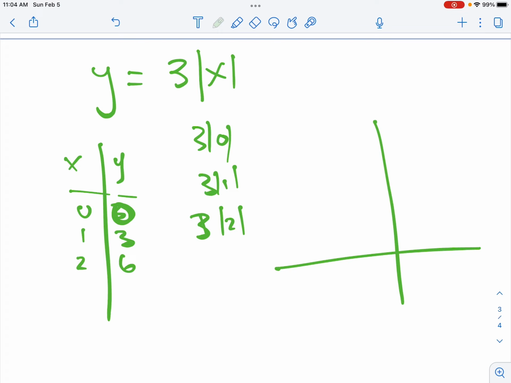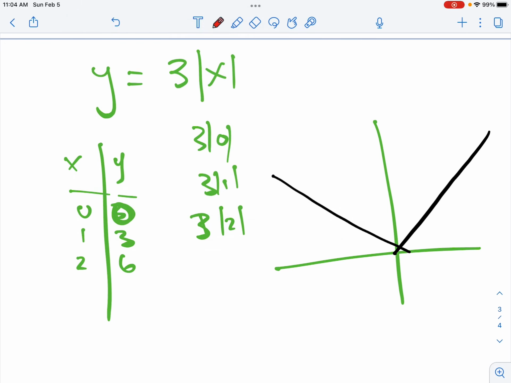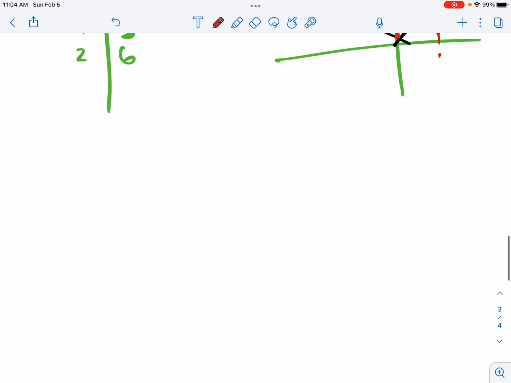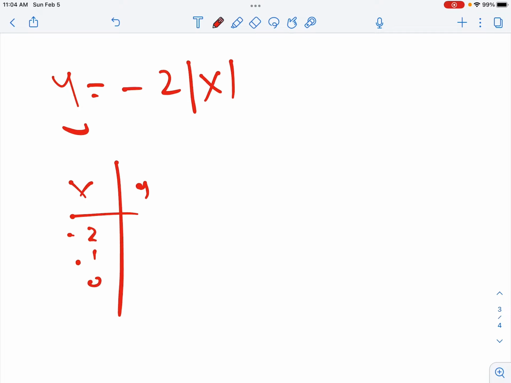If the normal one looks like this, but our one here looks like this, it's a lot steeper. Right? Instead of this point being 1, 1, that same point is 1, 3. It's made it 3 times as steep. Now a similar thing happens here if I make this negative. Y equals negative 2x. In this case, x, y, negative 2, negative 1, 0, 1, 2.